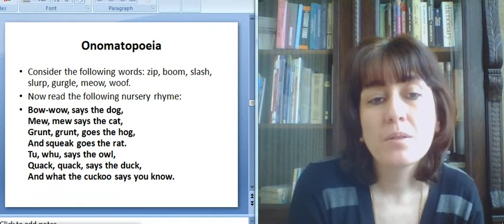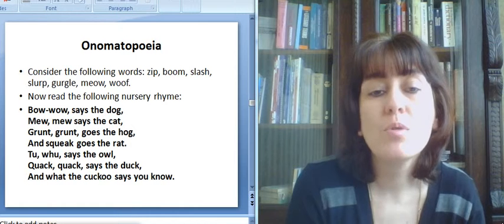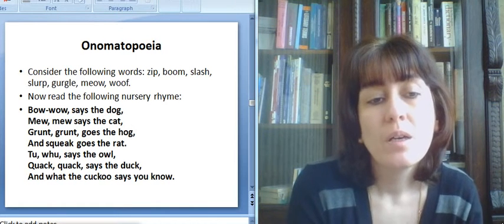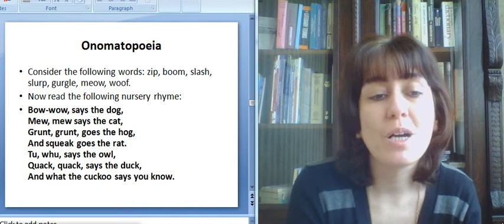Onomatopoeia. Now consider the following words: zip, boom, slash, slurp, gurgle, mew, woof. And now let us read the following nursery rhyme.